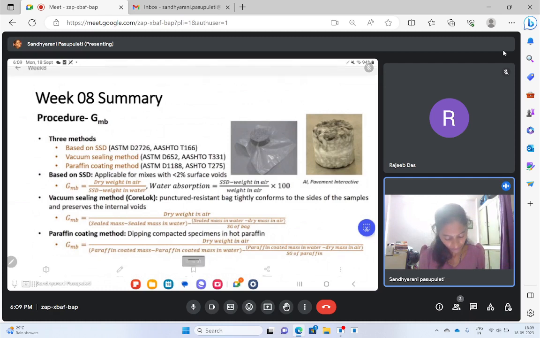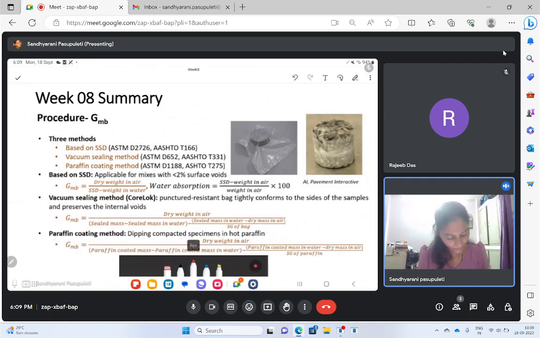Once after preparing this compacted asphalt mixture specimen, which is a cylindrical specimen, let us say a Marshall specimen of 63.5 by 100 mm in size, we need to determine the bulk specific gravity of this mixture. If I prepare the specimen for dense graded mixes, as you can see here, we can use the method based upon SSD. And if we prepare a specimen of open graded or gap graded mixes where the voids would be more, then we usually go for the paraffin coating method.